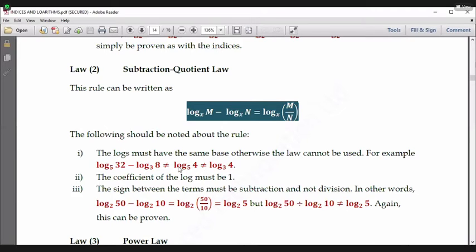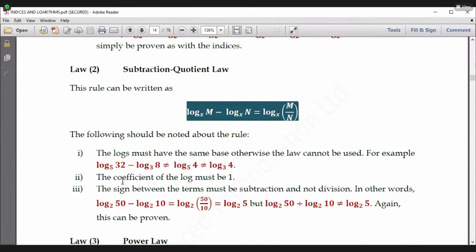For example, if I have log to base 5 of 32 minus log to base 3 of 8, that cannot be the same as log to base 5 of 4. In other words, you are dividing 32 by 8, but discarding the log base. It is not true. Neither can you discard the log but still divide and now put log to base 3. Neither of these is true.